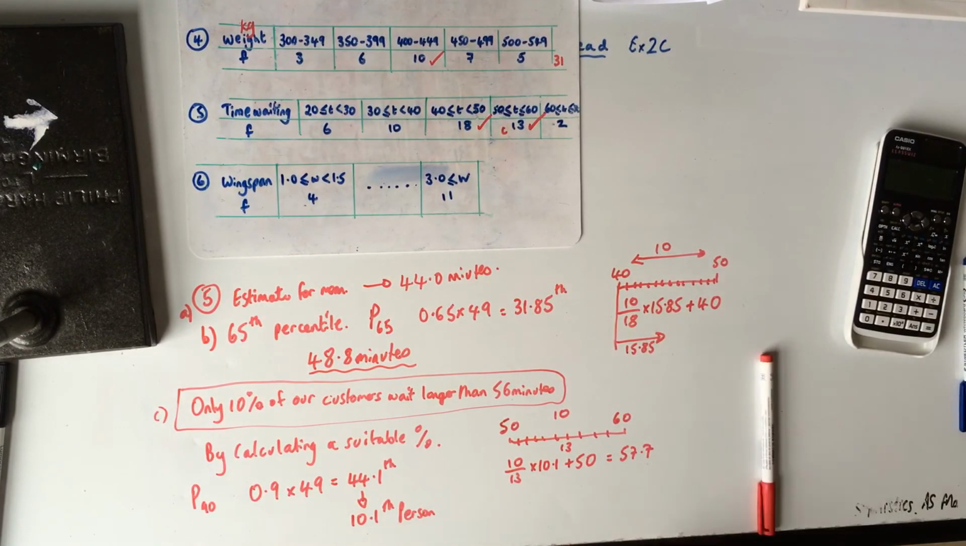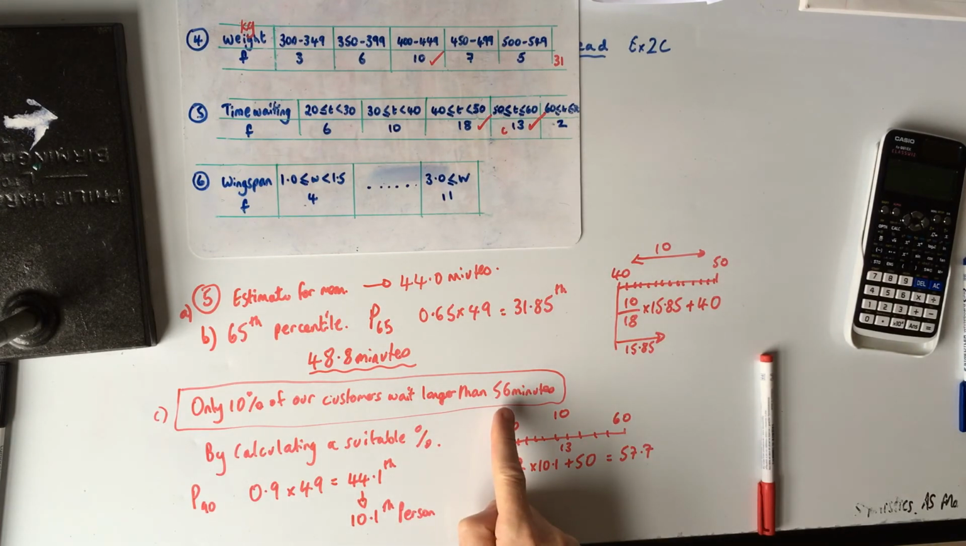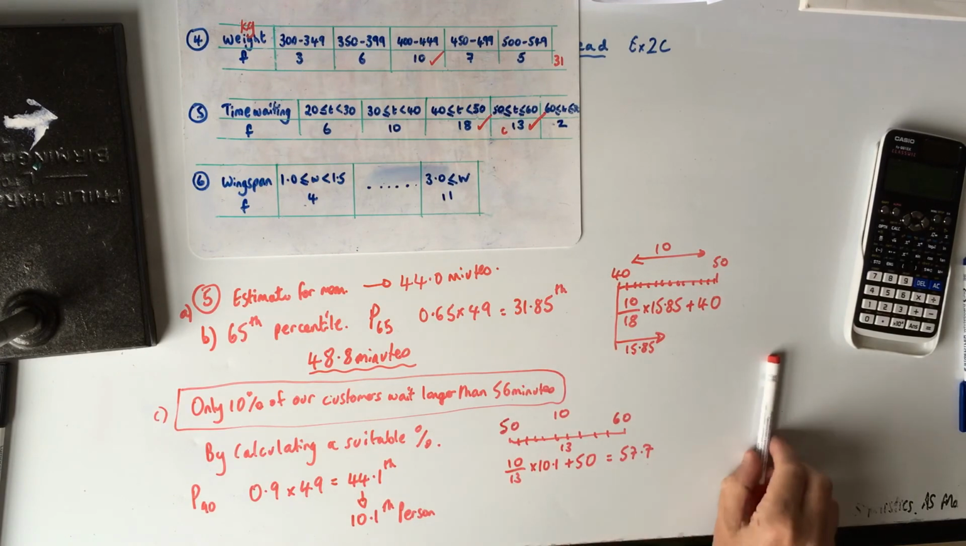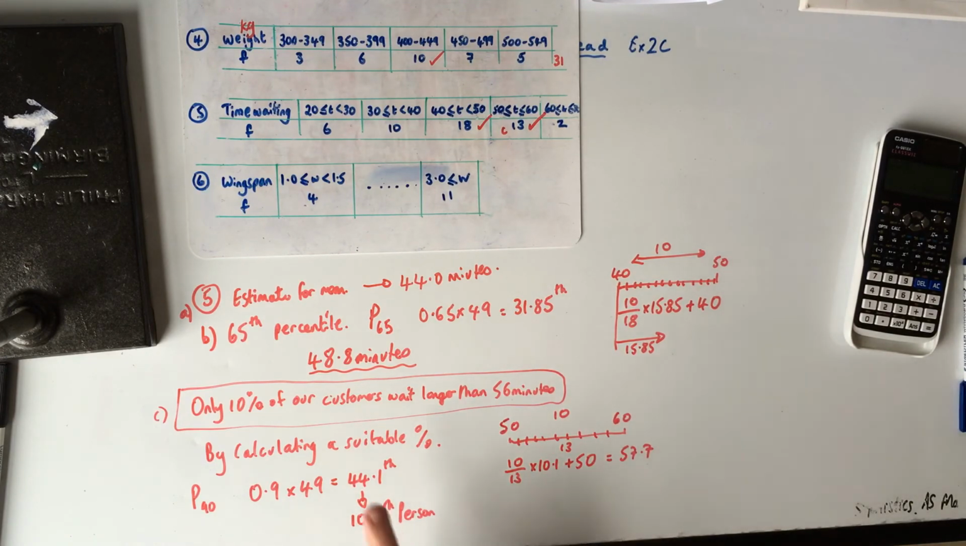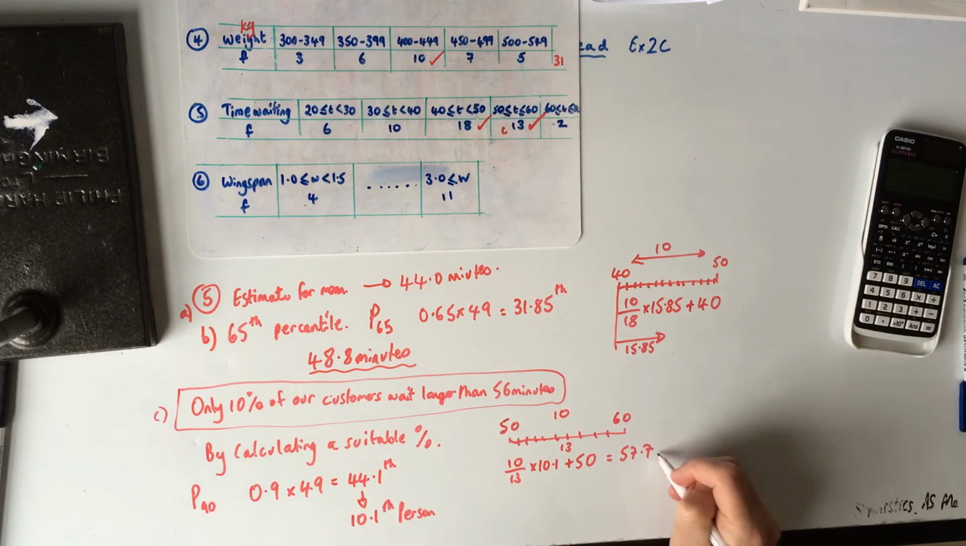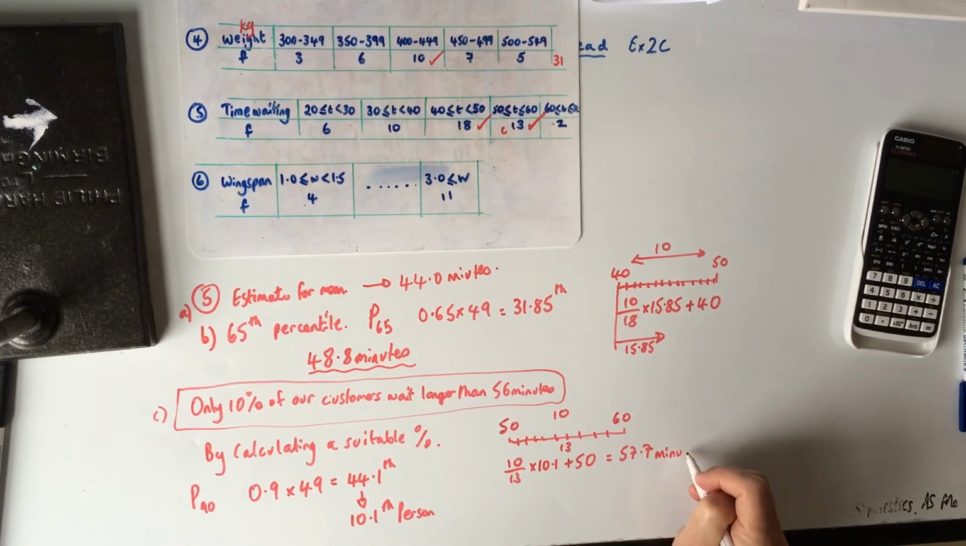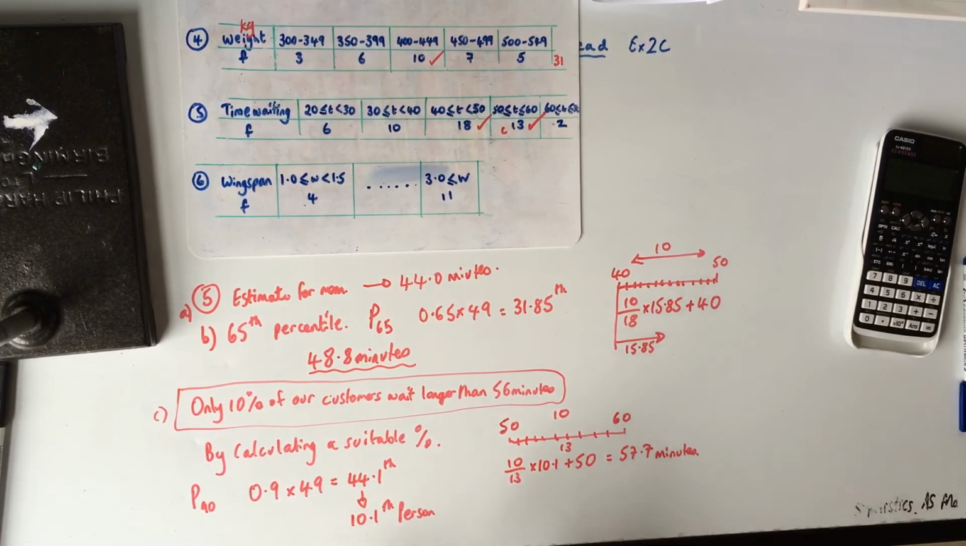Okay, so let's interpret that. They're saying only 10% of their customers had to wait longer than 56 minutes. But it's not true, because actually 10% of their customers had to wait longer than 57.7 minutes, almost 58 minutes, so longer than what they said.